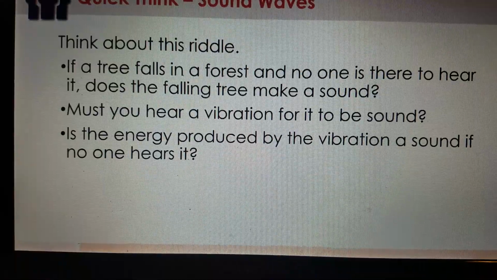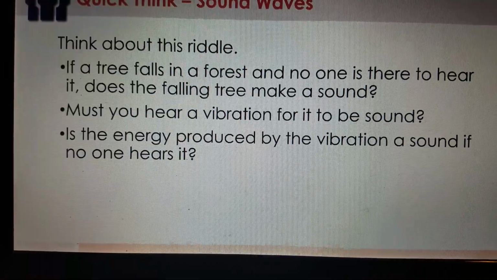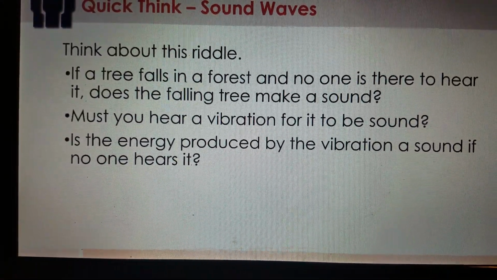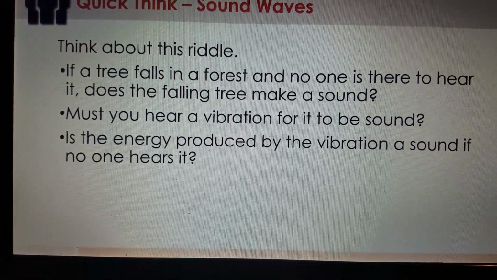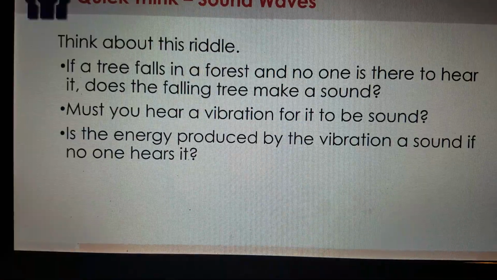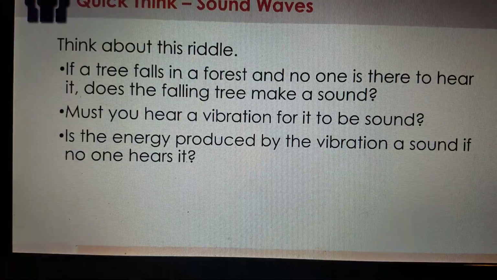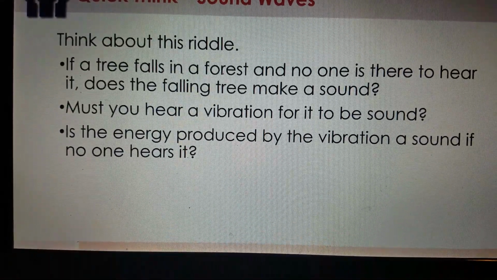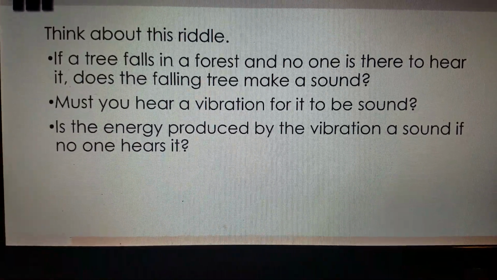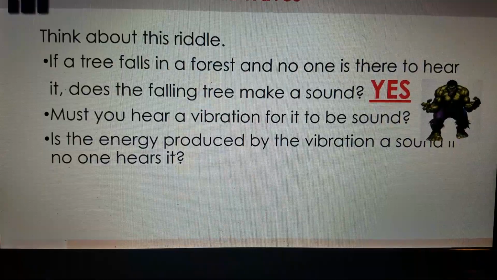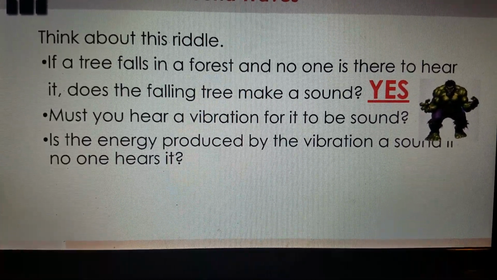So let's think about this for a minute. If a tree falls in a forest and no one is there to hear it, does the falling tree make a sound? Well, let's think about it. Do you think that you have to be able to hear vibrations for there to be sound? Do you think that energy is produced by vibrations even if no one is there to hear it? Well, the answer is, of course. If a tree falls in the forest and no one's there to hear it, it still makes a sound.